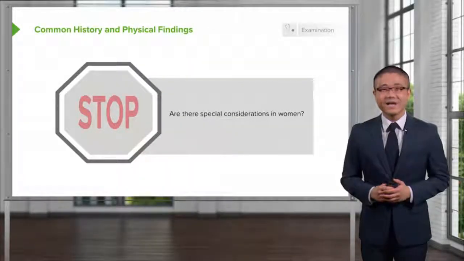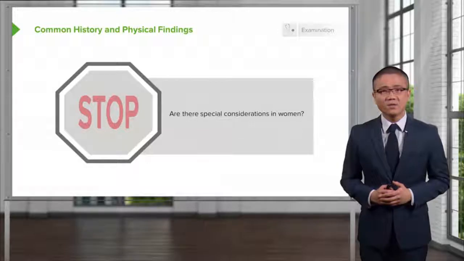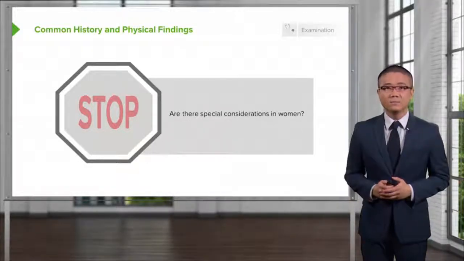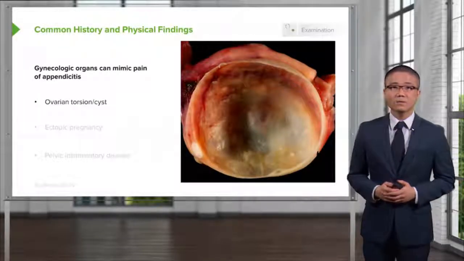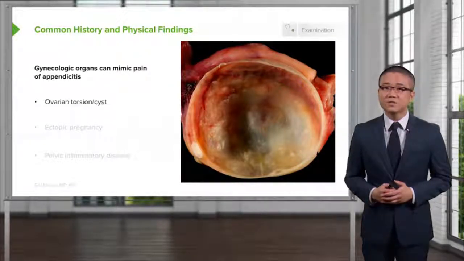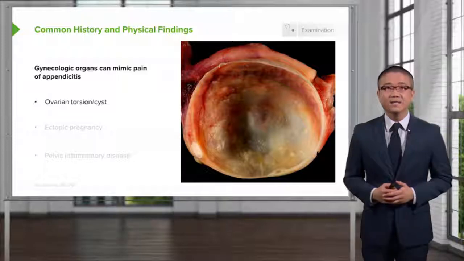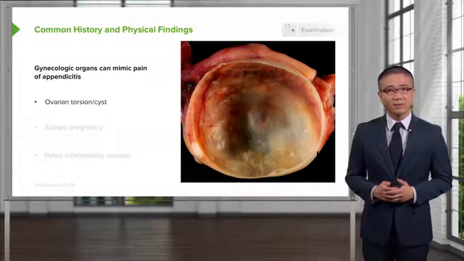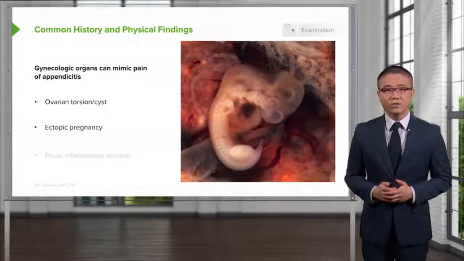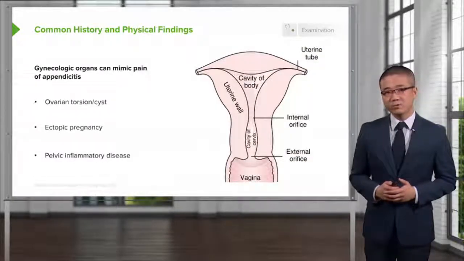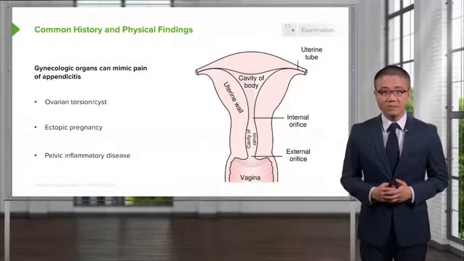Let's stop for a second. What special considerations if the patient was a woman that I presented? I'll give you a moment to think about this. That's right. Gynecologic organs in women can mimic pain, particularly in the right lower quadrant. That's very similar to the presentation of appendicitis. Let's go over some of the differential diagnosis of gynecologic organs that can cause similar pain. Ovarian torsion, ectopic pregnancy, and pelvic inflammatory disease, which is far more common than you think.